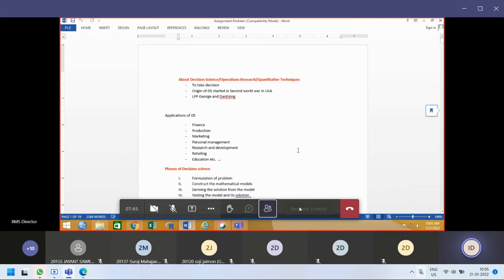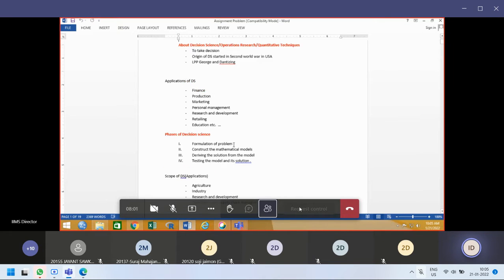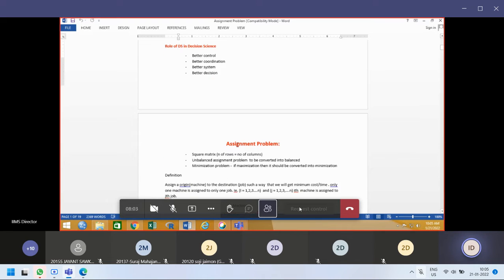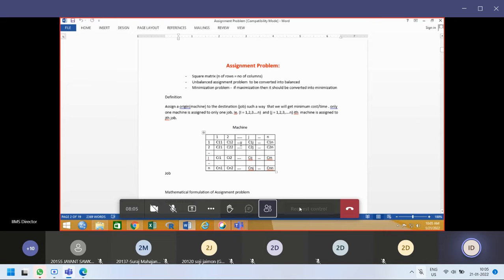We already discussed the assignment problems, and yesterday I sent you one Word file of the assignment problem, right? This Word file consists of the theory as well as the problems included in your syllabus, right? The theory component we already discussed, and one problem also we discussed last time. This is the assignment problem.